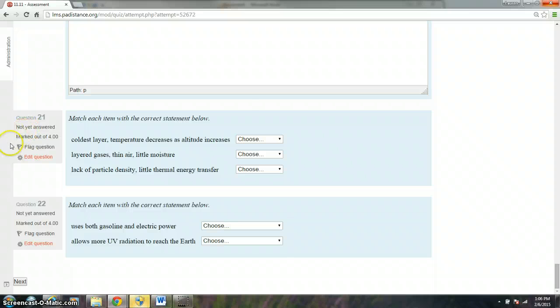Question 21 is matching. Match each item with the correct statement below. So this is the coldest layer. Temperature decreases as altitude increases. Troposphere, mesosphere, thermosphere, or stratosphere. The coldest layer. Temperature decreases as altitude increases.